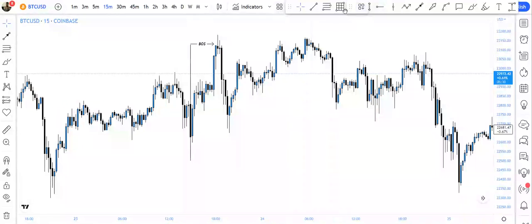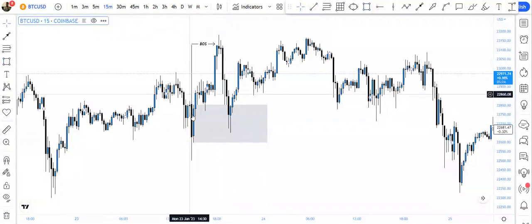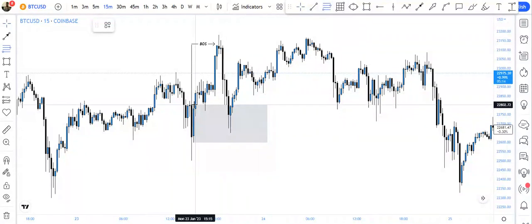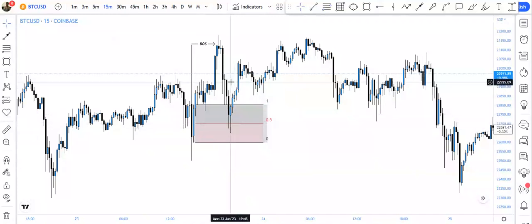Now, since this structure was broken, it is definitely a valid demand zone right over here. As you can see, this creates a valid demand zone. This candle is your valid demand zone because this was the last down move, but then the next candle is this, because this is a news candle, so I don't really look at news candles. So this is definitely a valid demand zone because it broke structure. And as you can see, what happens over here, price actually moved all the way towards the 50% of the zone before moving towards the upside.